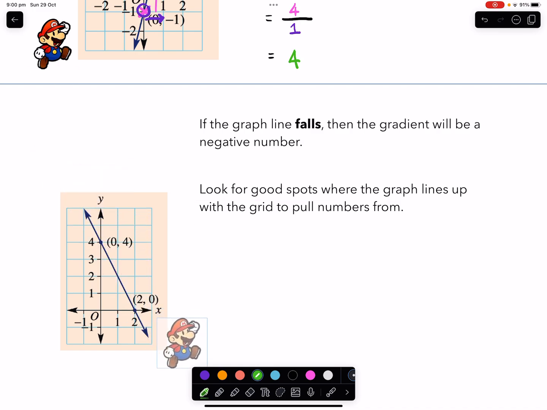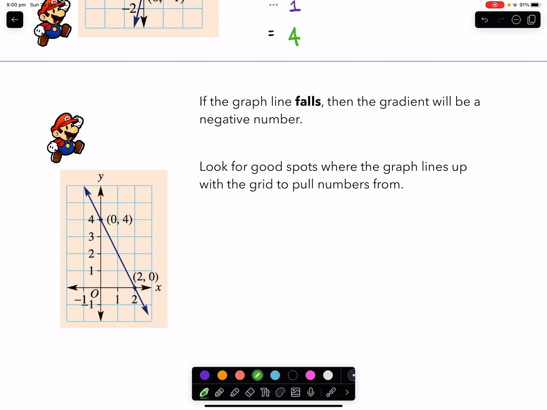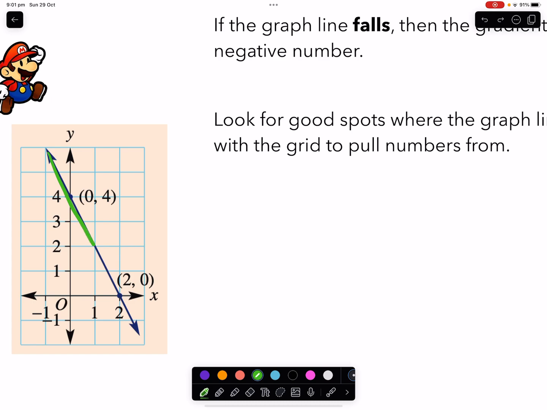He's going down. So if that's happening, then we are going to expect a negative number. And there's a little hint here. Look for good spots where the graph line lines up with the grid. So here's my graph line.